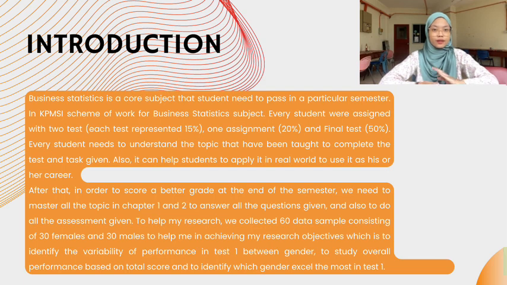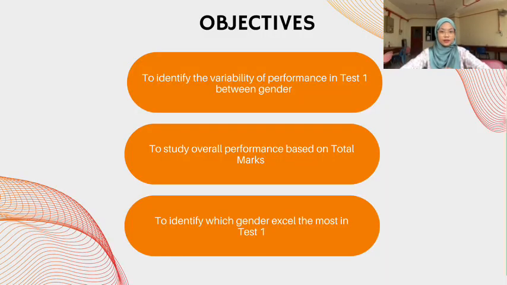So in our study, we have collected 60 samples, consisting of 30 males and 30 females, in order to achieve our study objectives. So this is our objective. The first one is to identify the variability of performance in test 1 between gender. The second one is to study the overall performance based on total marks. And the third, the last one, is to identify which gender excelled the most in test 1.